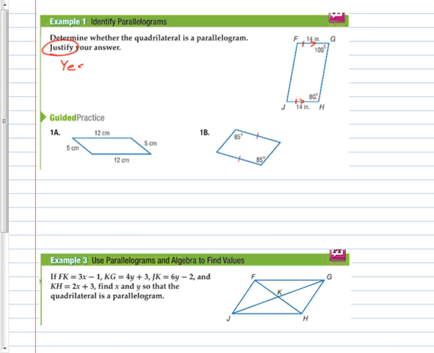What reason? There are four of them. You can look in your book if you need to. The last one, which said one pair of opposite sides, both parallel and congruent. It's a parallelogram. That's how we know we have a parallelogram. It's that last one. It's that fourth one.